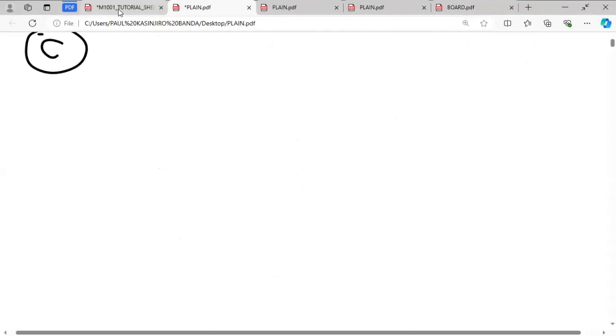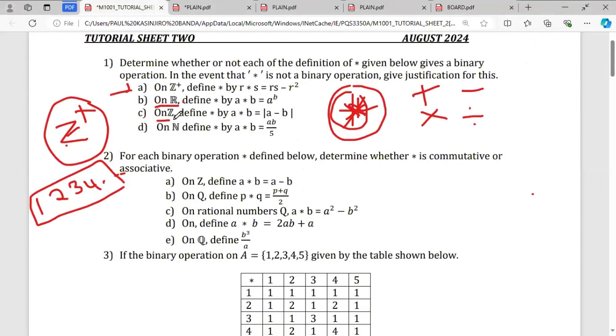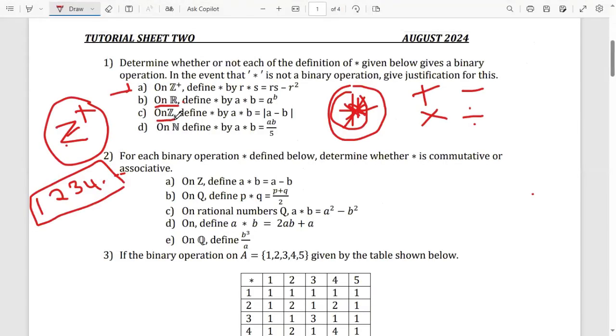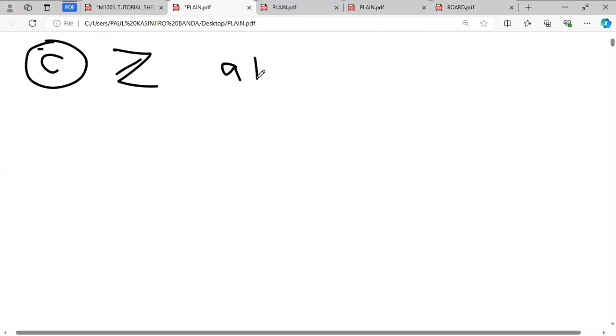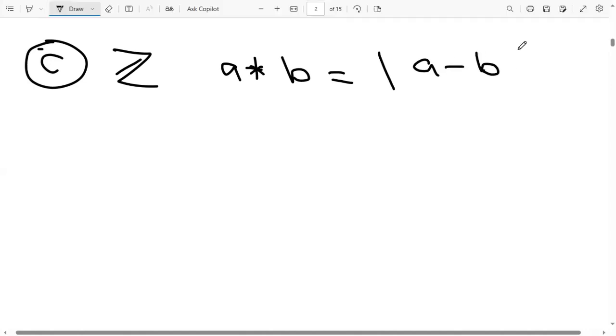Okay, so what is C saying? Here we're saying on the set of all the integers, meaning the negatives and the positive ones, defined by A star B equals the modulus of A minus B. So is this star here a binary operation? Let's test. We are on the set of all the integers, and A star B equals the modulus of A minus B. We see that the number we'll be getting here will always be a positive number.